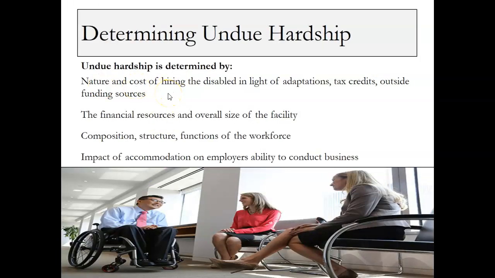Undue hardship. This really gets into the trouble. It is determined by the nature and cost of hiring the disabled in light of adaptations, tax credit, outside funding sources. It may cost more to hire or train the person. It may or may not. Usually it doesn't, but it may. And of course the adaptations. But the plus side to that is there are tax credits, there are outside funding sources that you're going to get as a result of hiring more disabled.